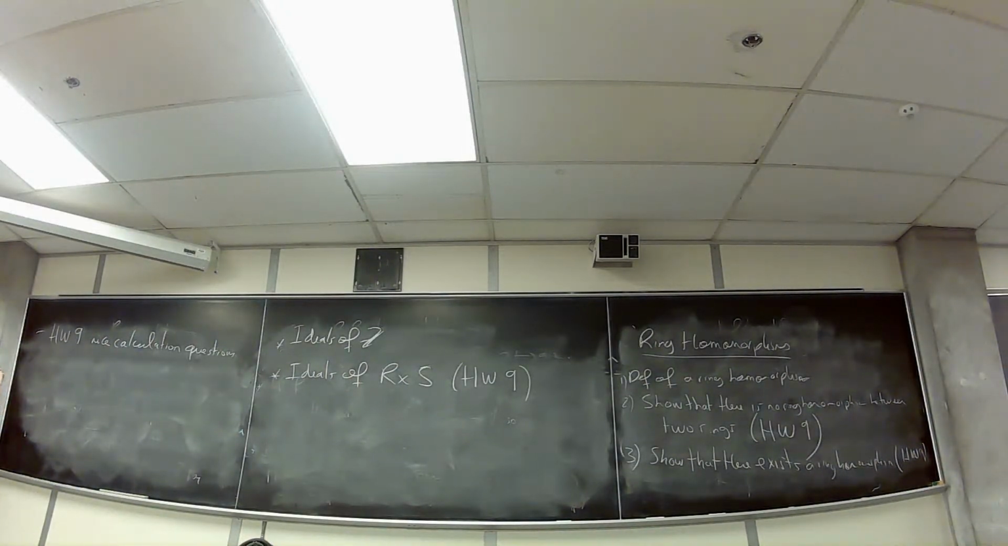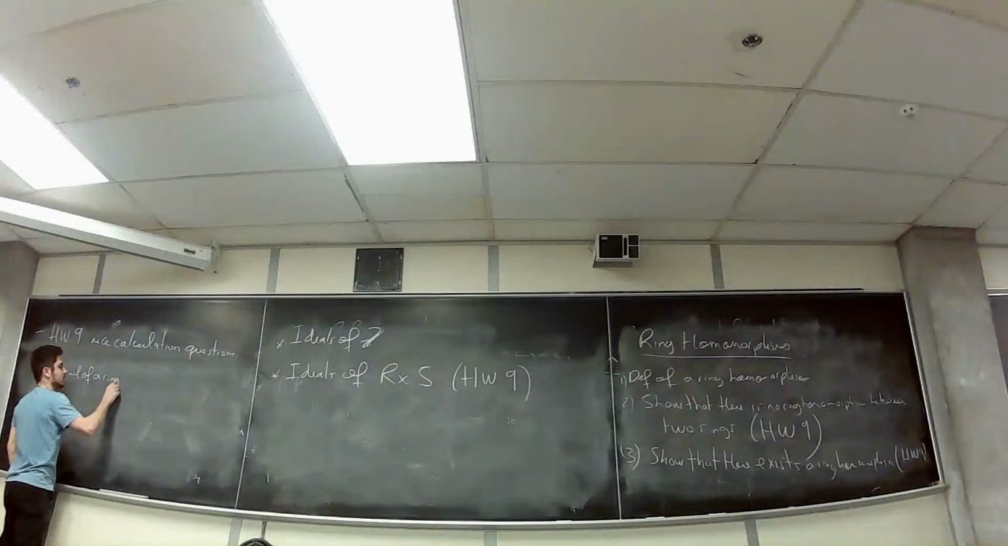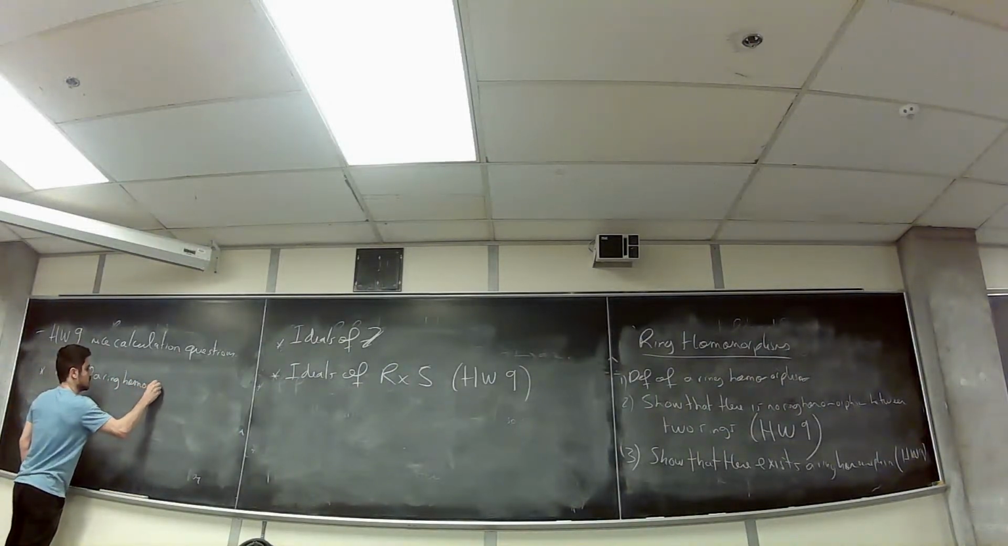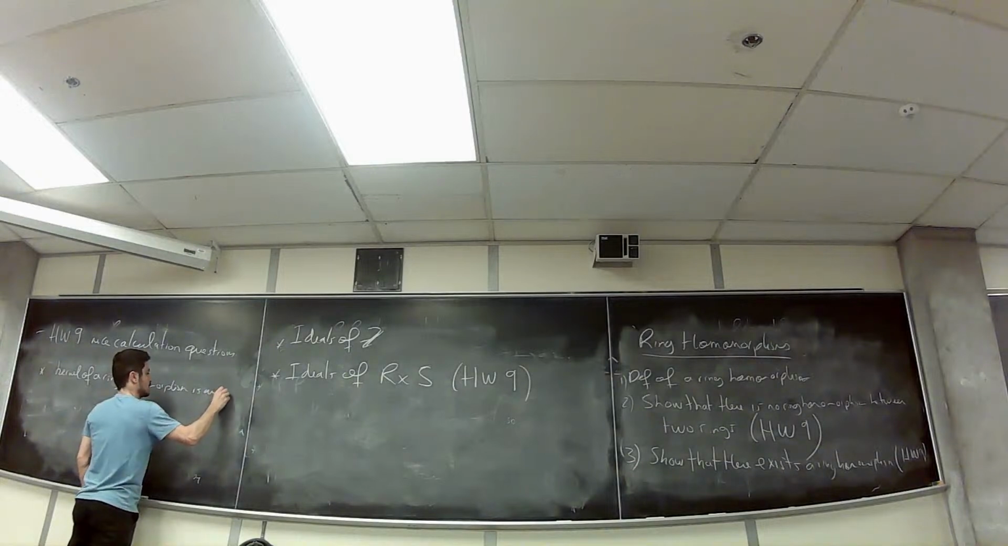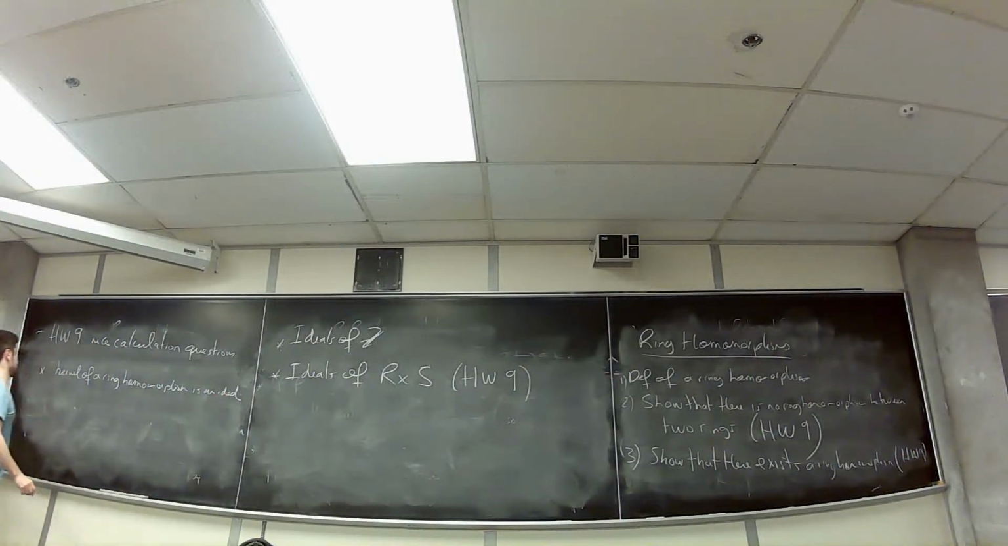Now, what as well? Yeah. So the kernel of a ring homomorphism is an ideal. A ring homomorphism is injective.